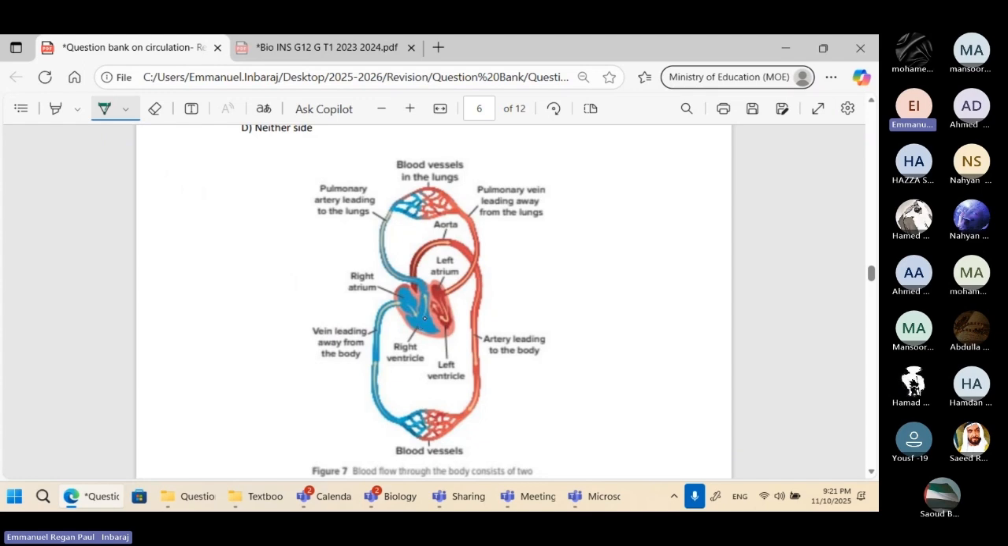So why is it blue? Why are they showing this picture in blue? It means it carries deoxygenated blood. So the right side carries deoxygenated blood and the left side carries oxygenated blood. Now look very carefully. These are the blood vessels. That means from the body, the blood from the body, where does it enter? It enters first the right atrium. From the right atrium, the blood goes to the right ventricle. From the right ventricle, the blood goes to the lungs. So the deoxygenated blood goes to the lungs.